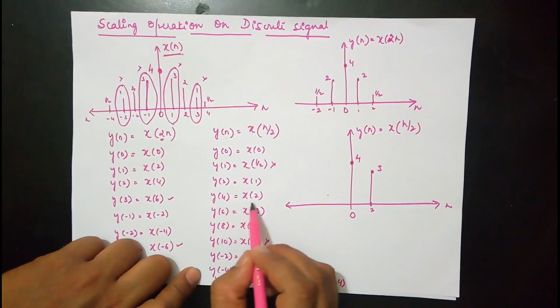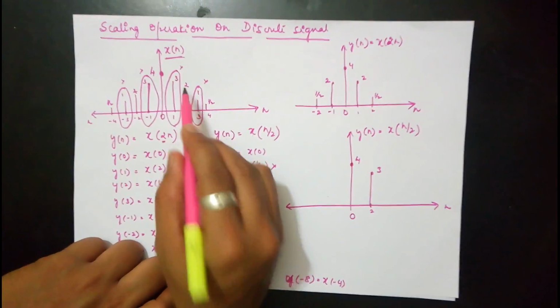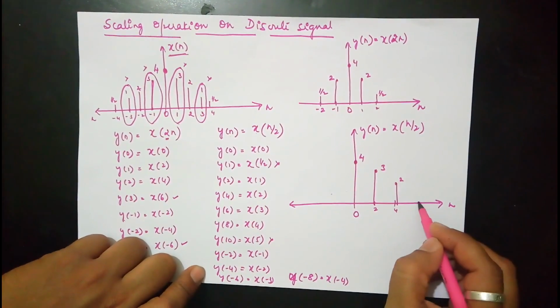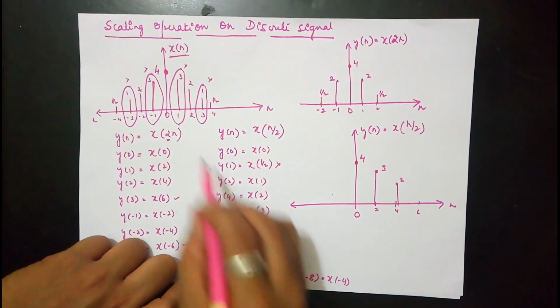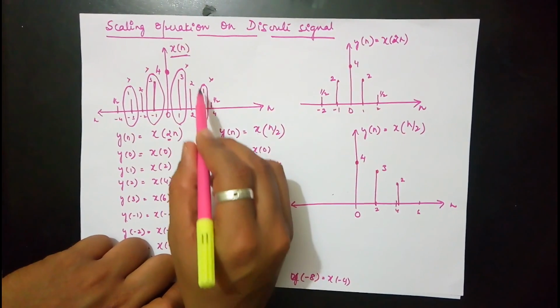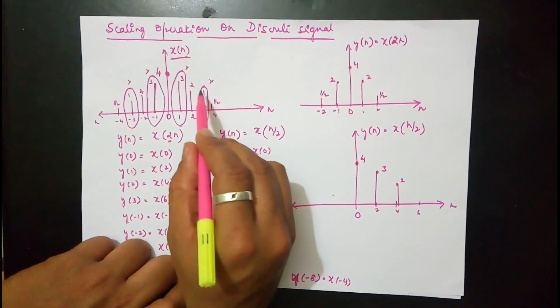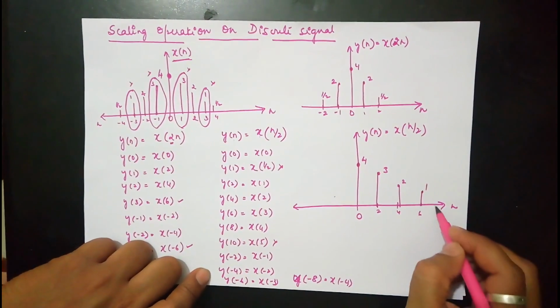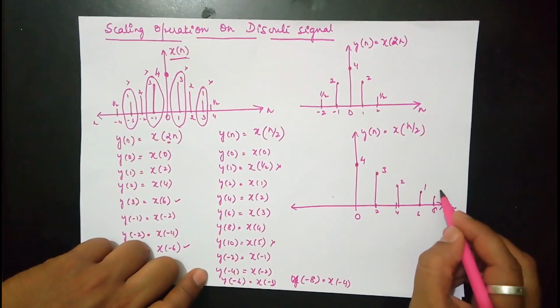Y of 4 is x of 2. X of 2, what do I have? 2. So at 4 I will be getting an amplitude of 2. At 6 I will be getting the sample which is there at x of 3. What is there? It is 1. And at 8 I will be getting an amplitude of half.